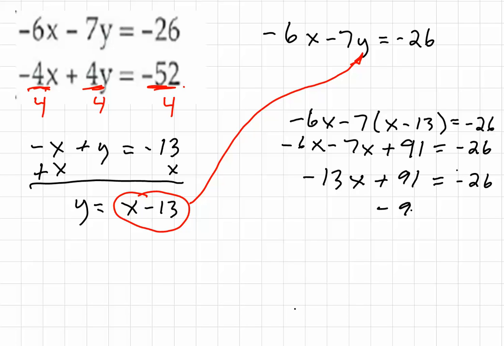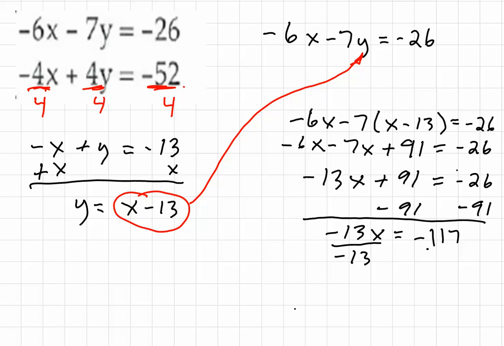And then we can subtract 91 from both sides, because again we just want to solve for x. This equals minus 117. Divide both sides by minus 13. So x equals 9.